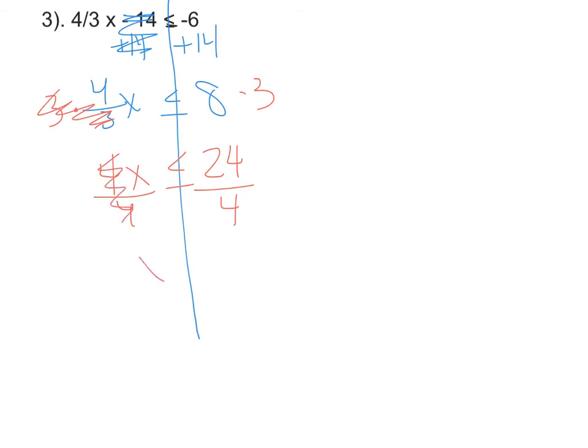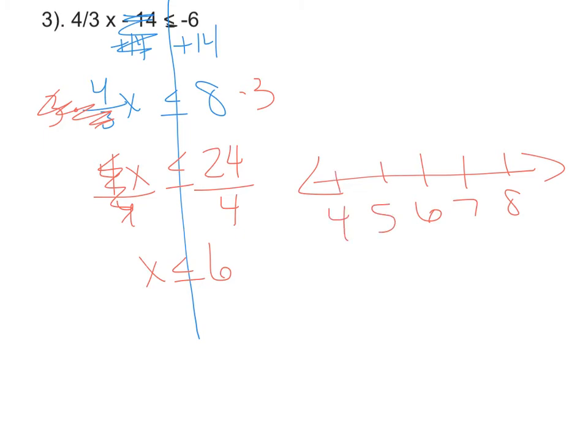The 4's cancel, x is less than or equal to 24 divided by 4, which is 6. So graph on the number line, 6 in the center. To the right, we'll have 7 and 8, and to the left, we'll have 5 and 4. So closed circle, since it has or equal to, pointing to the left since it's less than, so shade to the left.